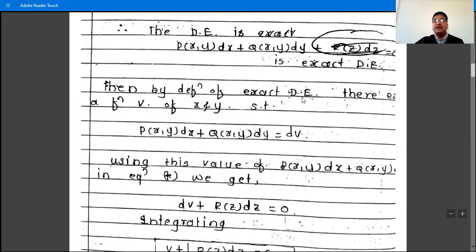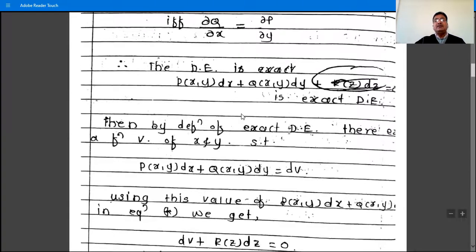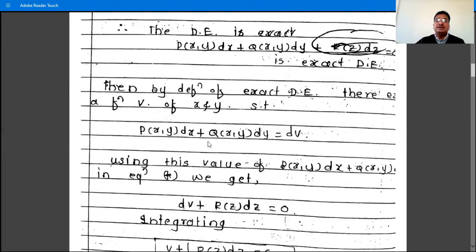And then by the definition of an exact differential equation, suppose the differential equation pxy dx plus qxy dy is equal to 0 is exact, because we have this. When we say the differential equation is exact, there exists a function v of x and y such that its complete derivative dv is pxy dx plus qxy dy. So this is the definition of an exact differential equation. How can we check that a differential equation is exact? For example, m dx plus n dy is equal to 0 is exact if ∂m/∂y is equal to ∂n/∂x.